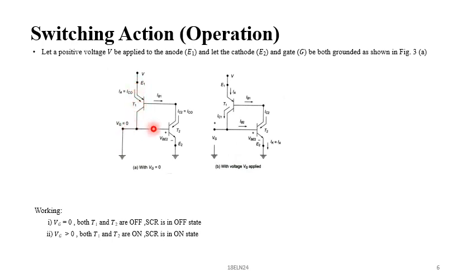The current flowing through transistor T1 is IB1, and this current we will name IC2, and this voltage will be represented as the voltage across base and emitter, given by VBE2, where 2 indicates transistor T2. And in the first circuit we consider Vg equal to 0, that is, it is connected to ground.